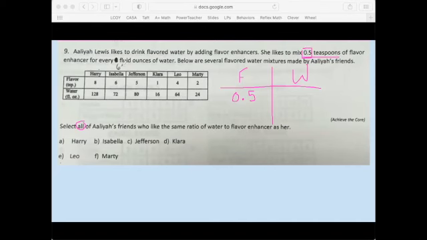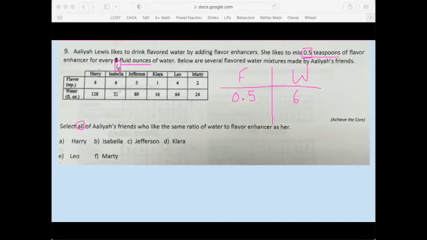And it's also telling me that the amount of water is 6 fluid ounces. So every time Aaliyah pours half a teaspoon of whatever powder, there's going to be 6 fluid ounces of water. So every time she takes half a teaspoon of whatever flavor she puts, it could be like lemonade flavor, whatever, there will be 6 fluid ounces of water in her cup or her water bottle or whatever.